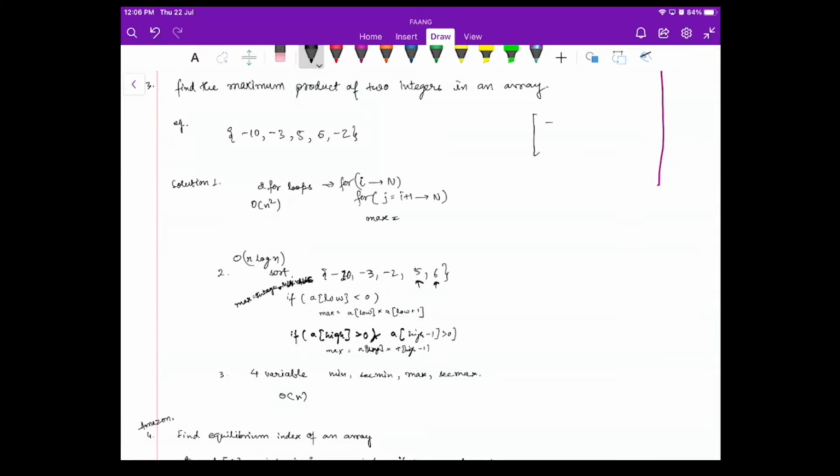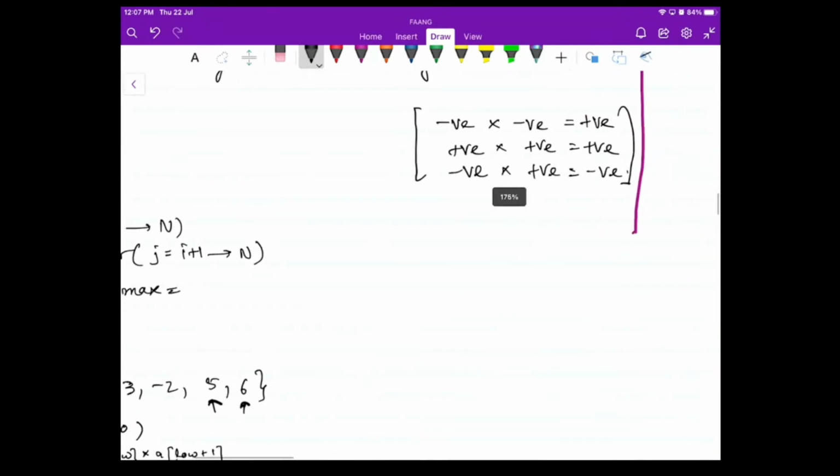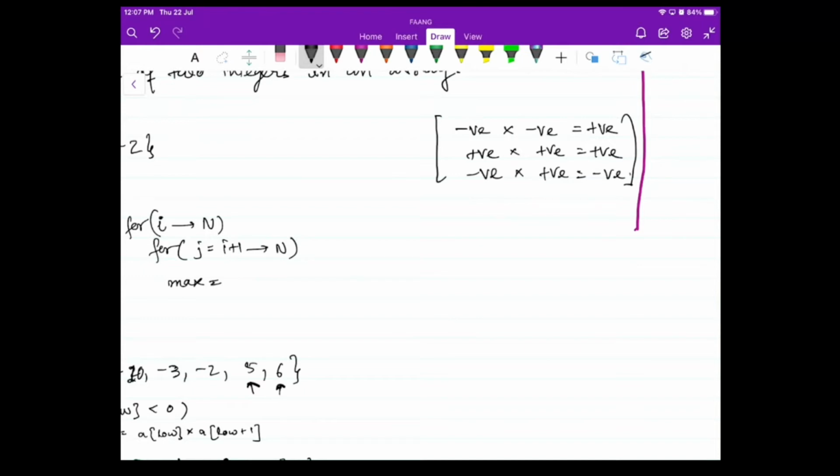Negative into negative is positive, and positive into positive is positive, but negative into positive is negative. So if we multiply any negative number with a negative number, we get a positive number. That's the maximum; we will see about the max later. If we multiply a positive number with a positive number, we still get a positive. But if we multiply a negative number with a positive number, we get a negative number.